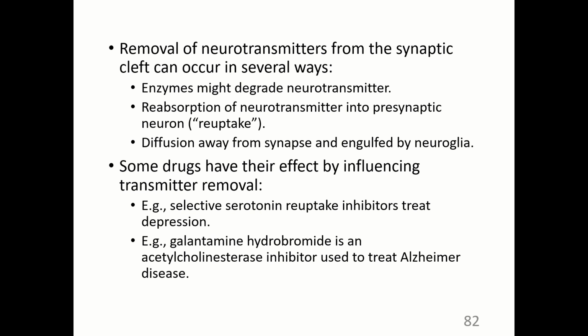Some drugs have their effect by influencing transmitter removal. For example, selective serotonin reuptake inhibitors can treat depression. For example, galantamine hydrobromide is an acetylcholinesterase inhibitor used to treat Alzheimer's disease. So those are two different medicines. Selective serotonin reuptake inhibitors treat depression, and galantamine hydrobromide, an acetylcholinesterase inhibitor, treats Alzheimer's. Acetylcholinesterase is very important in cognitive function. We'll discuss that in a later chapter.